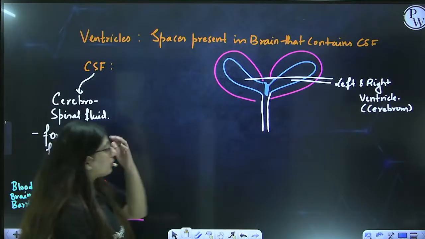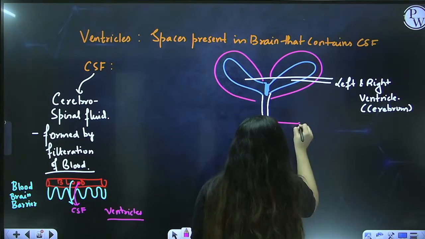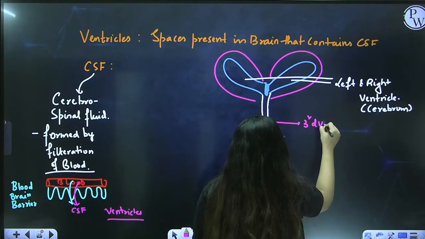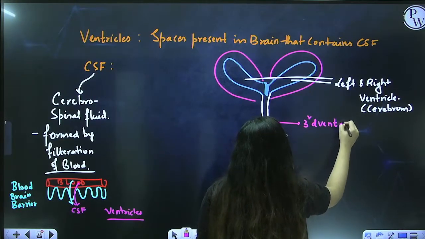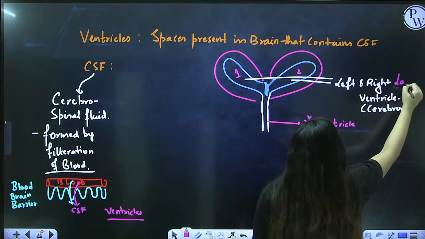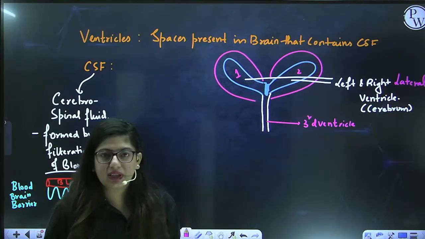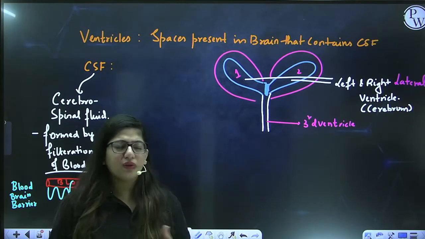All right. So the left and right ventricles open into another ventricle, which is your third ventricle. Why is this the third ventricle? Because the first and second are these ones. They are also known as the lateral ventricles. So the ventricles from the cerebrum are all connected, leading to the flow of CSF.